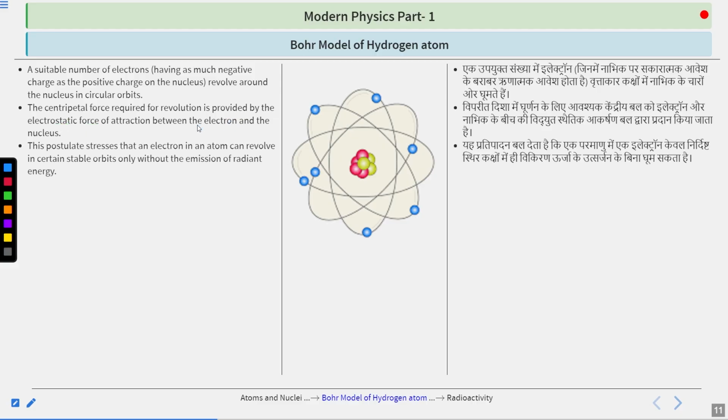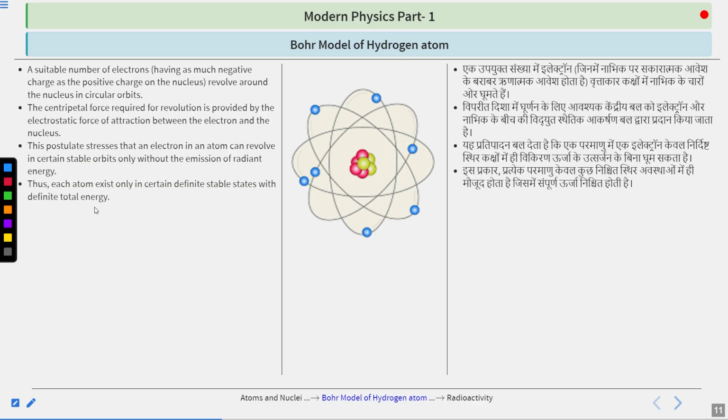This postulate stresses that an electron in an atom could revolve in certain stable orbits only, without the emission of radiant energy. So why is the electron not losing energy and collapsing into the nucleus? Because the electron is revolving in certain stable orbits and not radiating energy. Thus, each atom exists only in certain definite stable states with definite total energy. These are called stationary states of the atom. So that's why the atom is stable.